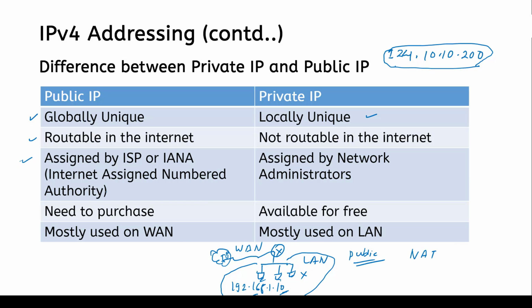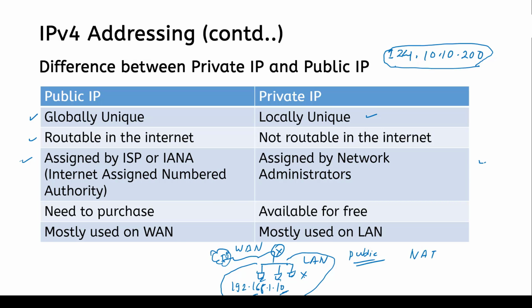IANA stands for Internet Assigned Numbers Authority, and it is a global body to regulate IP addresses and other internet numbers. So the public IP address of my home or of my office is assigned by ISP. And ISP gets public IP addresses from IANA. In contrast, private IP is assigned by you or a network administrator.